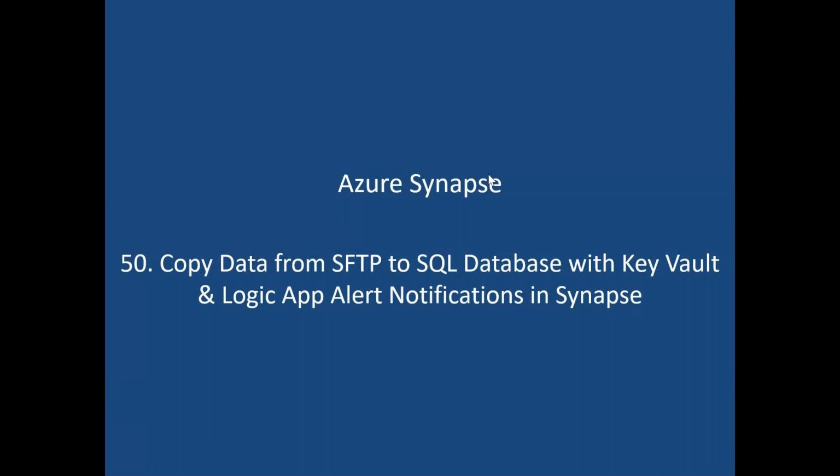First thing is we will be learning how to copy data from SFTP to SQL database. SFTP can be there in the on-premise, SFTP can be there in the cloud. Okay. So if it is in the on-premise, you need to install the SHIR. If it is in the cloud, we can use the Azure IR. But our first goal is to see how to copy data from SFTP to SQL database.